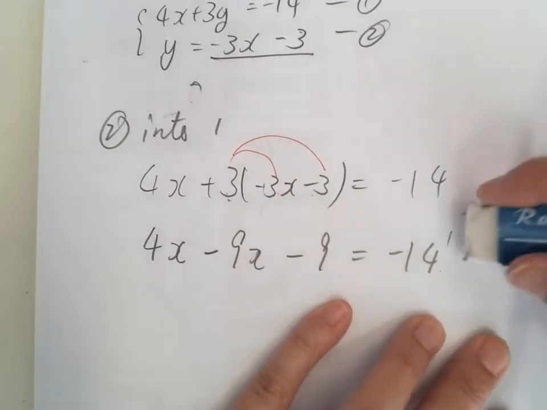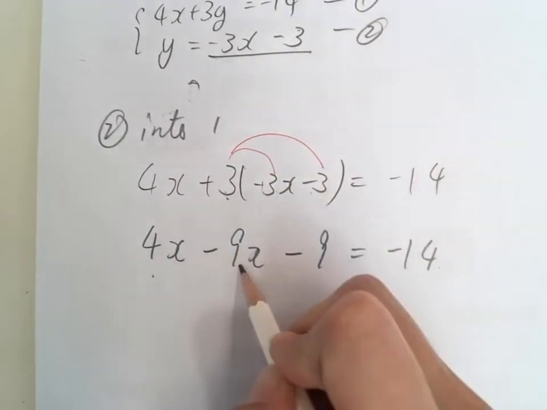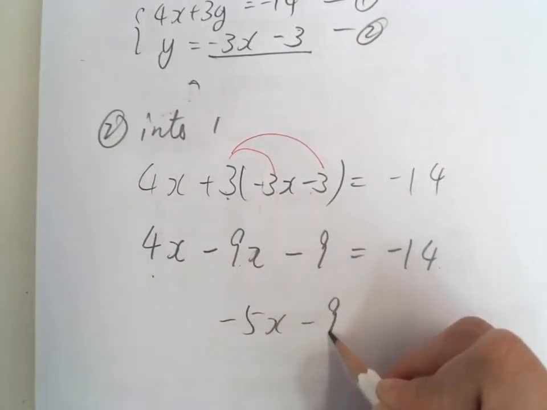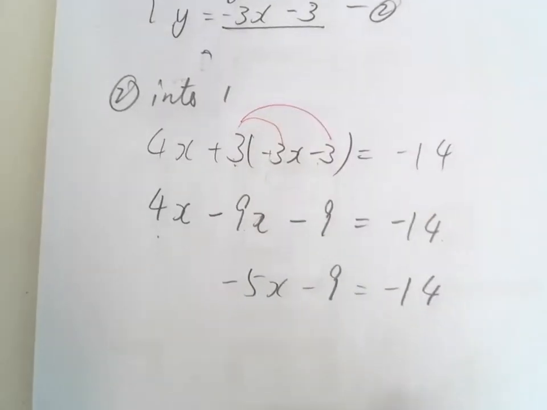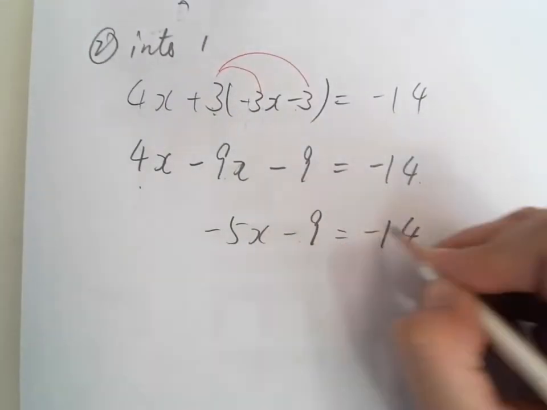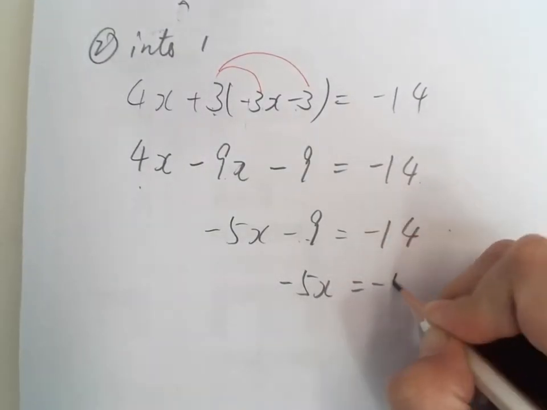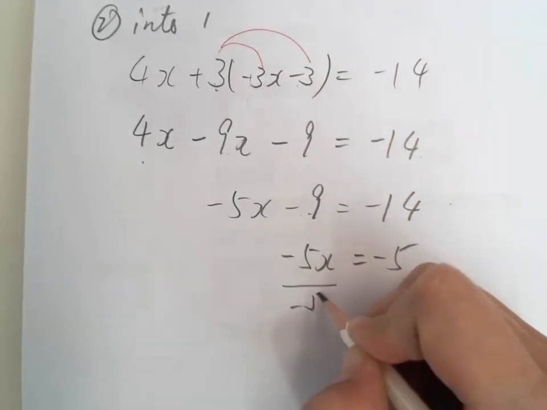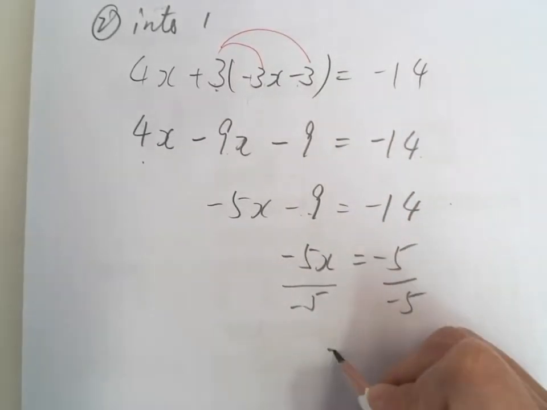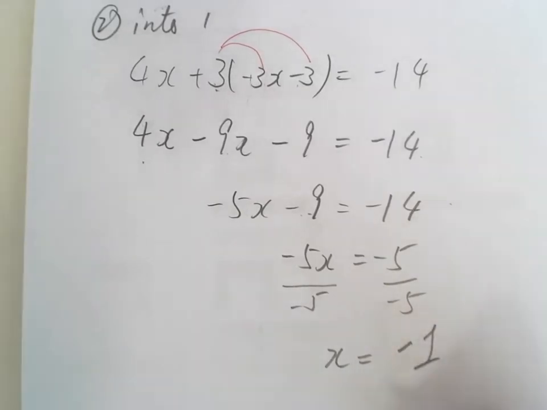Alright, it's a bit dirty there. Right, so we have negative 5x minus 9 equals negative 14. So if I move the 9 to the other side, it should be negative 5. So I divide both sides by negative 5, then I will get negative 1.